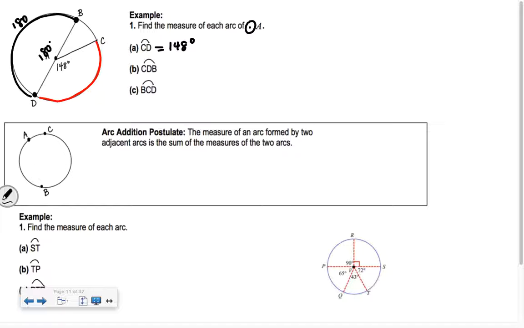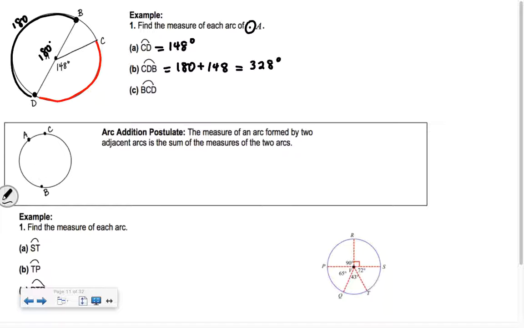So how do I get CDB? Yeah, I have to do 180 plus 148. So what do I get when I do that? 328, is that right? What about BCD?